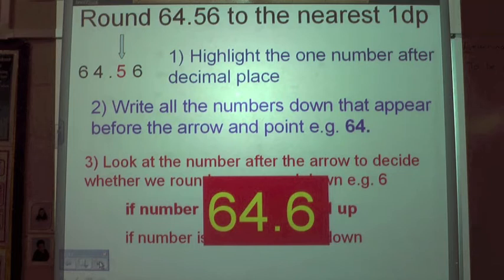If your number rounds down, it doesn't take the whole number down by a step, it will just round down to 0. So here, if we had 64.53 and rounded that, the 3 is less than 5, so we would have 64.50 or 64.5 to 1 decimal place.